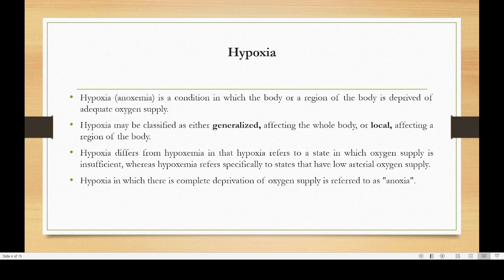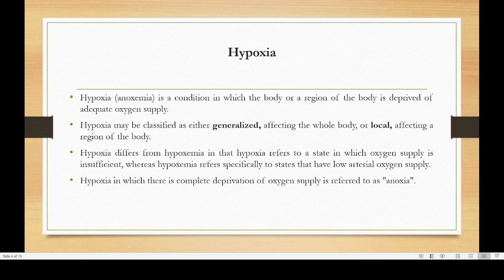So hypoxia can be of two types. Here you can see that hypoxia is classified as either generalized hypoxia or local hypoxia. From the term itself we can understand: if the low oxygen condition is affecting your entire body, we call it generalized hypoxia, whereas if it is affecting only a part of your body, we call it local hypoxia. These are the two types of hypoxia.